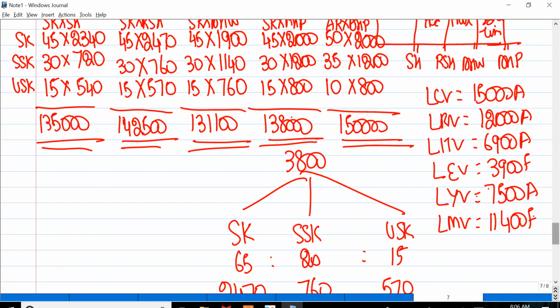Cost is 15,000 adverse, rate is 12,000 adverse, idle time is 6,900 adverse, efficiency 3,900 favorable, yield 7,500, mix 11,400. The question has not asked for some of the variances. We have done everything more for practice.